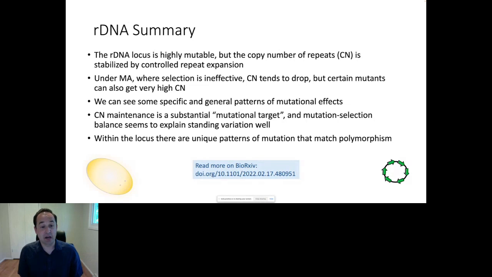We can pick up some specific and general patterns of individual mutations that lead to copy number changes. And within the locus itself, we see some unique patterns of mutation that actually do match polymorphism. So we need to think about mutation in this context and not just selection. More about this work now on bioRxiv.